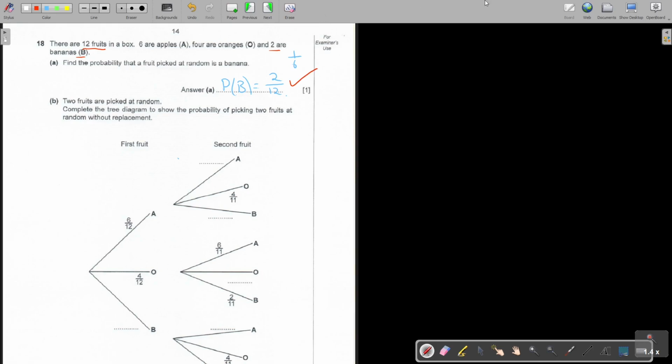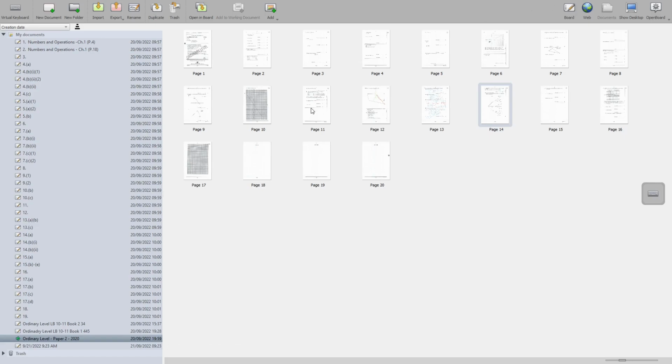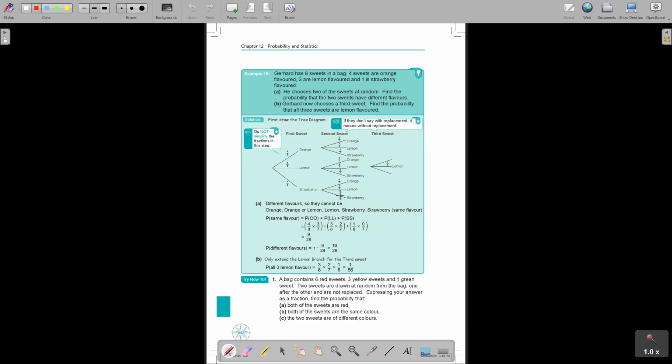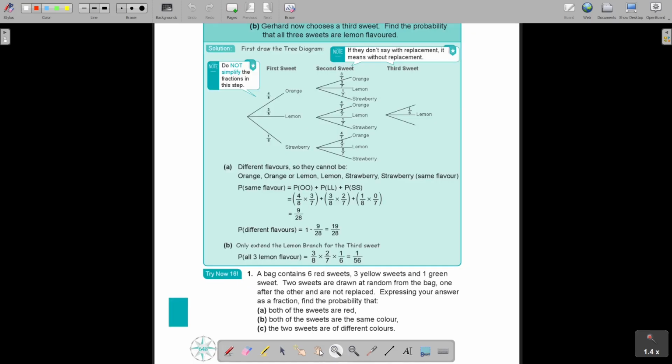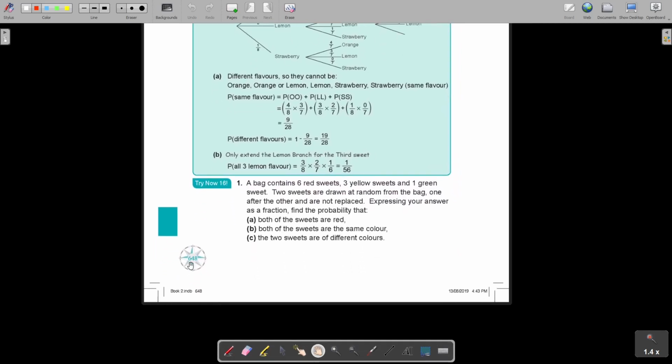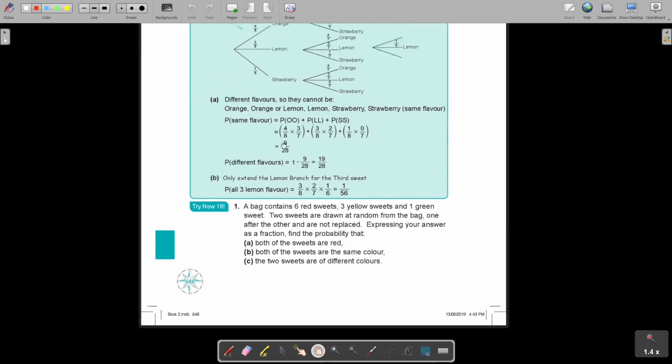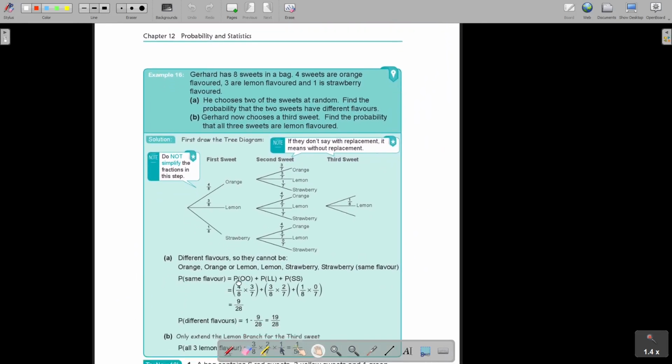Now, let me first take you to the textbook. So if I go to the textbook, I'm just going to go to documents, going to question 18B, and let's see where in the textbook I am. I'm at, okay, let's just write, page 648. Did you see 648? In the textbook, that's book 2, and the chapter is probability and statistics.